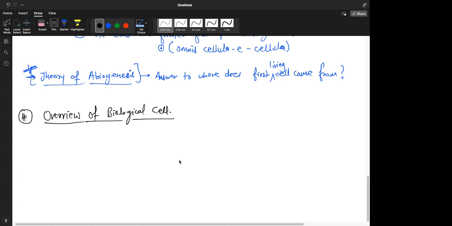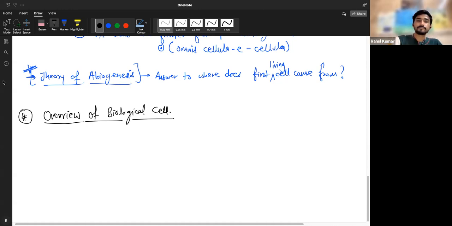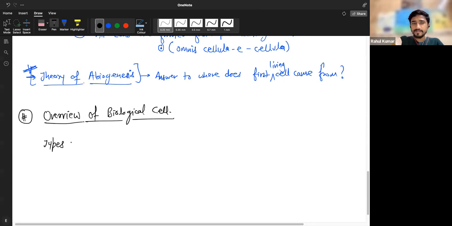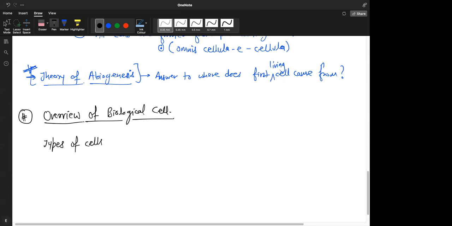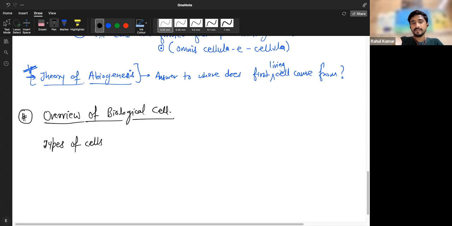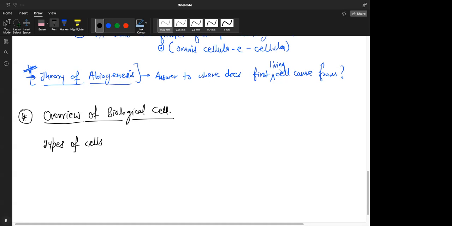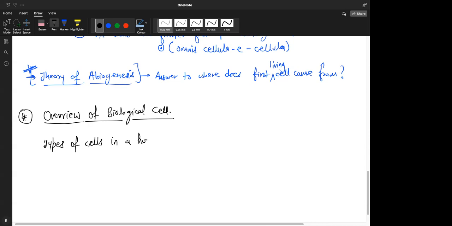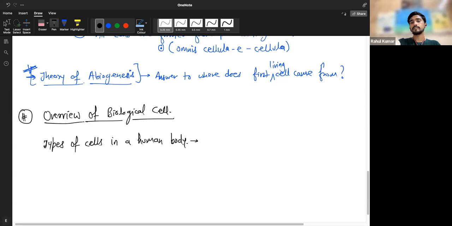Eukaryotic cells. Sorry, which one? Eukaryotic. Eukaryotic cells. Can you spell it? Eukaryotic. Okay. Yes, we are a eukaryotic organism. Our cell has a nucleus. I am asking, what types of cells do you have in your body? In a human body, what are the different types of cells you have?